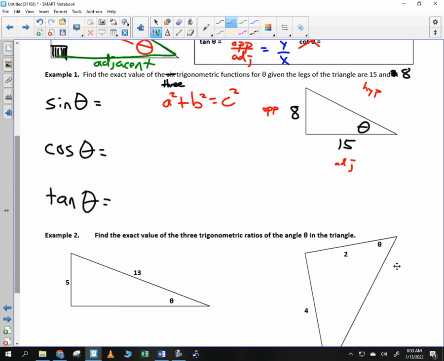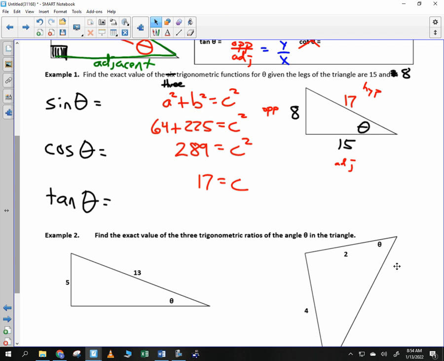So we're going to say 8 squared is 64 plus b squared. What's 15 squared? 225 is equal to c squared. So 64 plus 225 is? So if c squared is 289, what is c? Very good. You have to square root it, and you get 17.